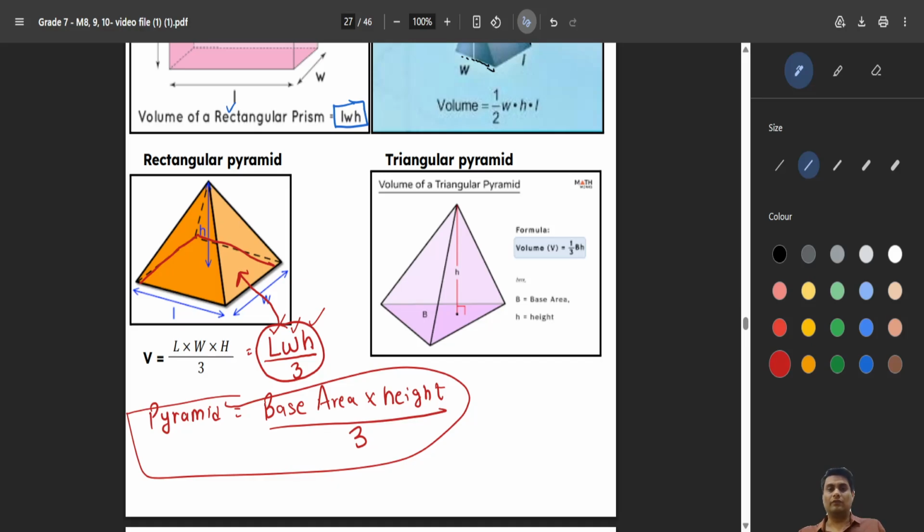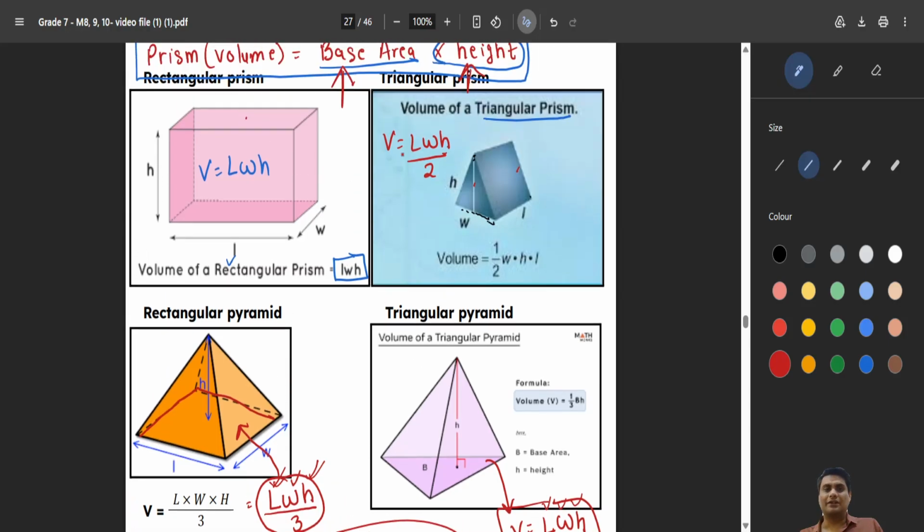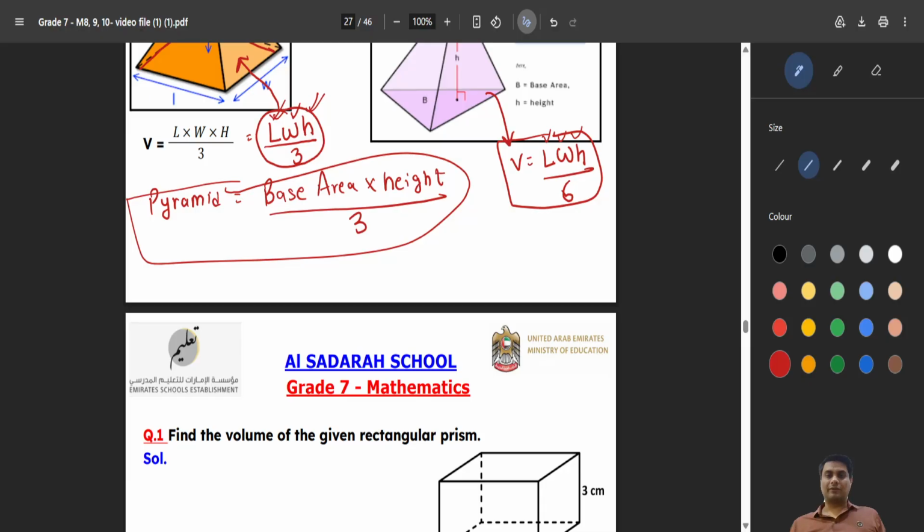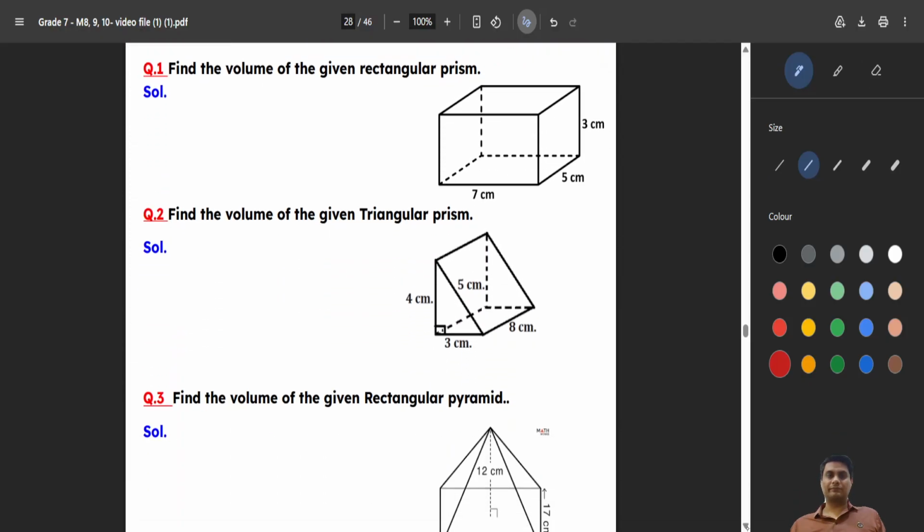Okay? What will you do for the triangular pyramid? For the triangular pyramid, again, length times width times height. But here you have to divide by 6. Only the numbers in the denominator are changing. The length, width, height will remain the same. The length, width, height is the same in all the formulas. Even in the prism, check. Only the number in the denominator with which you are dividing is changing. Okay? So remember these formulas. Not 4, actually 6 formulas are there. The basic formulas and the formulas for the shapes.